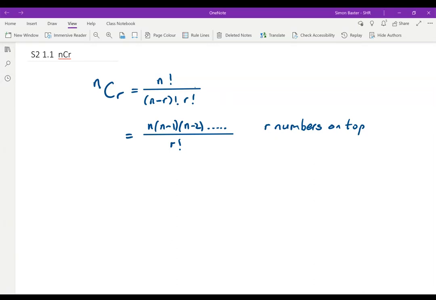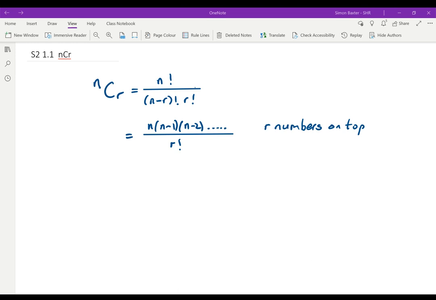You have met nCr when dealing with the binomial expansion of (x + y)^n, and you're probably familiar to a certain extent with the formula at the top of the page here. nCr is n factorial over (n minus r) factorial, and this is the same as n times (n minus 1) times (n minus 2), until we get r numbers on the top, divided by r factorial.